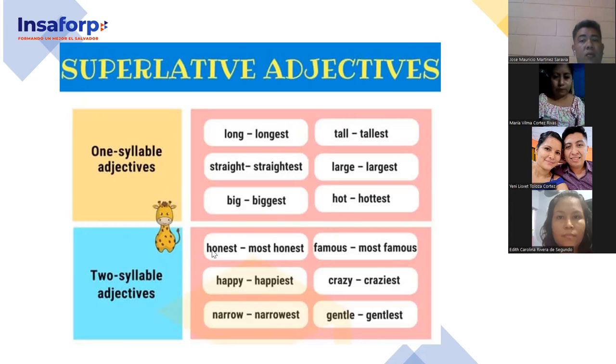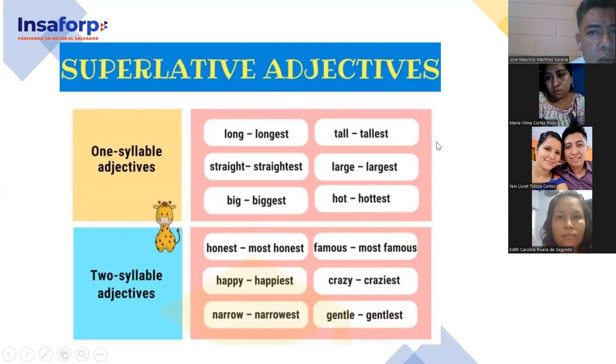Here we have with two syllables, honest. We are going to use most with honest. With happy, we are going to have this structure, happiest. Narrow, we have the narrowest. Okay, famous, we're gonna use most famous. Crazy, craziest. Gentle, gentlest. These are with superlative adjectives. Got it?